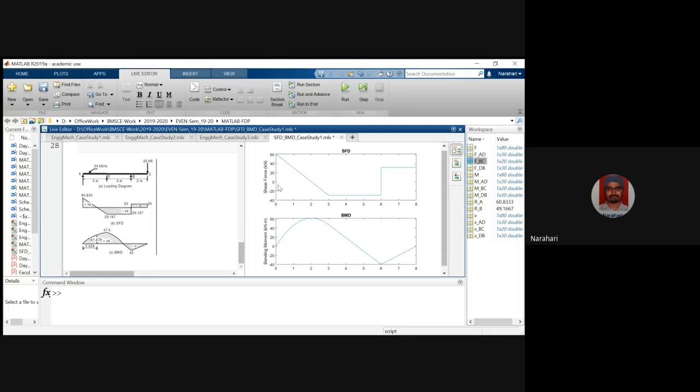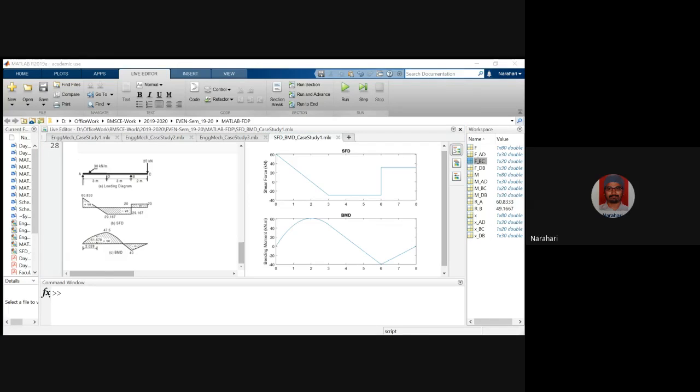Of course, this one horizontal line that we can always get. That's not a big issue, but that is understood, right? So this is how we can get the shear force and bending moment diagrams for a given beam. Let me just show you one more problem.